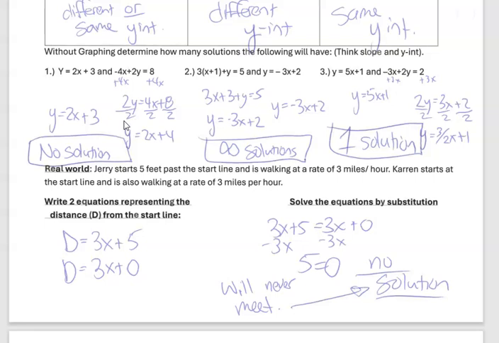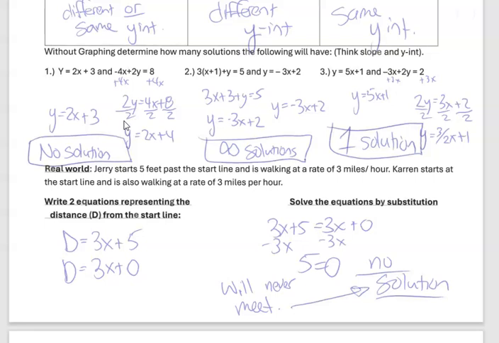Now, on this situation here, I know it says Jerry starts 5 feet. It's supposed to say 5 miles. So Jerry starts 5 miles past the start line, is walking at 3 miles an hour. Karen starts at the start line, is also walking at 3 miles an hour. So you're supposed to write two equations. The equation would be d equals 3x, meaning how far they go after x hours, plus the 5 original miles. The next one would just be d equals 3x plus 0.